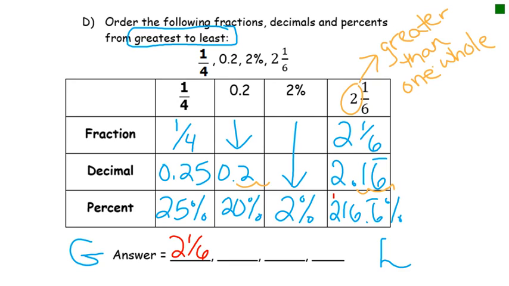All right. So we said our biggest value that was listed first was that 2 1/6. My next greatest value would be that 25%, and its original form was 1/4. I almost messed up and put the percent there. You want to write it in its original form. Then I would have 20%. Its original form is 0.2. And my least is 2%, and that was its original form. So I've listed my values, greatest to least.